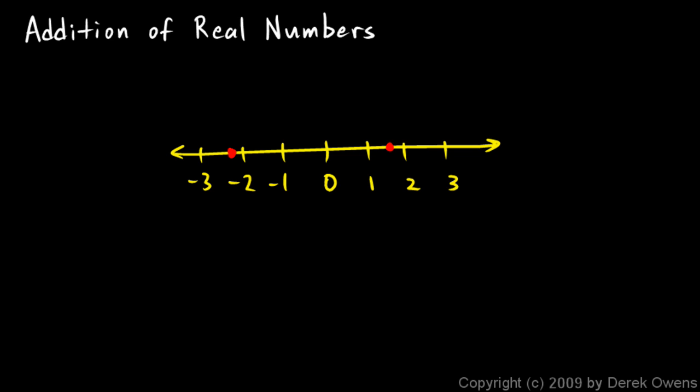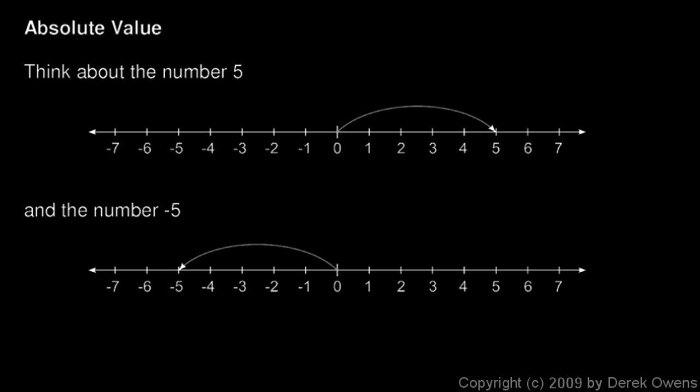Any numbers, positive or negative, anywhere on the number line, you need to be able to add these, taking into account whether the numbers are positive or negative. And it turns out that to do this, the concept of absolute value comes in real handy. So let's take a look for a second at this idea of absolute value.